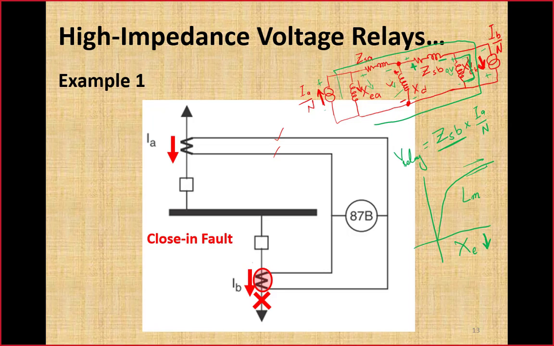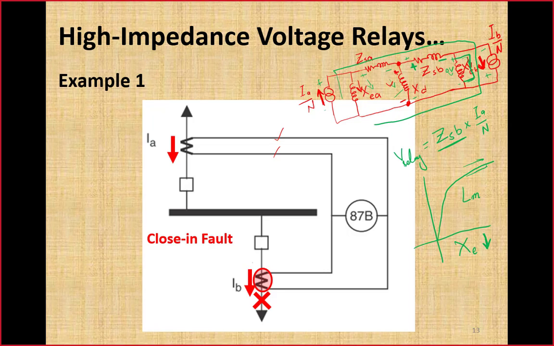But if a fault occurs inside the zone of protection, very high voltage will appear across the voltage relay and it will immediately trip for that fault. So this is how a fault is detected in bus bar differential protection by using a high impedance voltage relay. Now the problem of CT saturation has been solved.